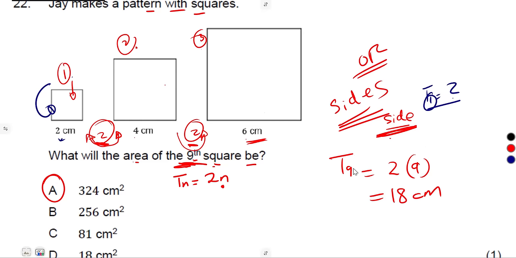We have the length or the side of the square. What is its area? If the length is 18, what is the area? Area is side squared. So 18 squared.